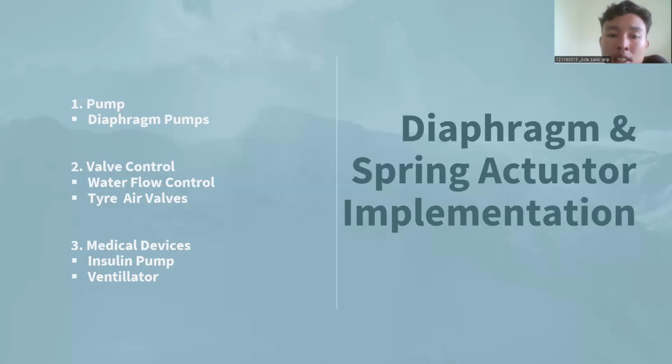Next is diaphragm and spring actuator implementation. There are three points. One is valve control. One is the water flow control valve. Diaphragm and spring actuators are often used in water flow control valves to control the flow of hot and cold water in a faucet.